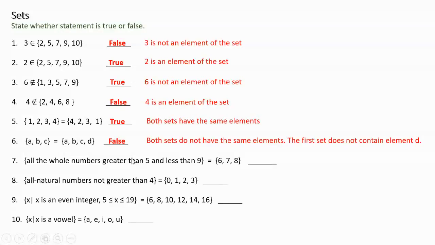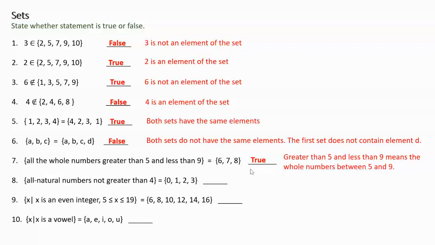Number 7. All the whole numbers greater than 5 and less than 9. Let me see, all the numbers greater than 5, which means it's going to be 6, 7, 8, less than 9. 9 is not included, nor the 5, so this is true. And there's the reasoning behind it. Greater than 5 and less than 9 means the whole numbers between 5 and 9.